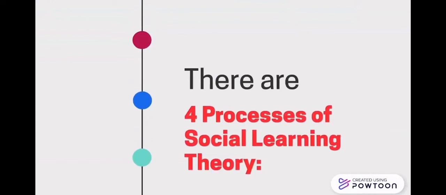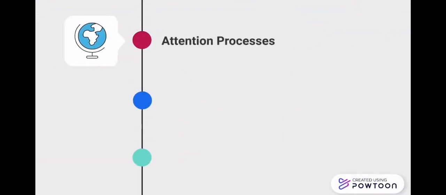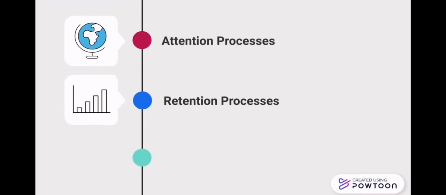There are four processes of social learning theory. First, attentional processes. People learn from a model by recognizing and paying attention to the attractiveness of its critical features. People may also pay attention to a model because the model is repeatedly available and important to him or her. Next, retention processes. This is when an individual remembers the model's action after the model is no longer readily available.